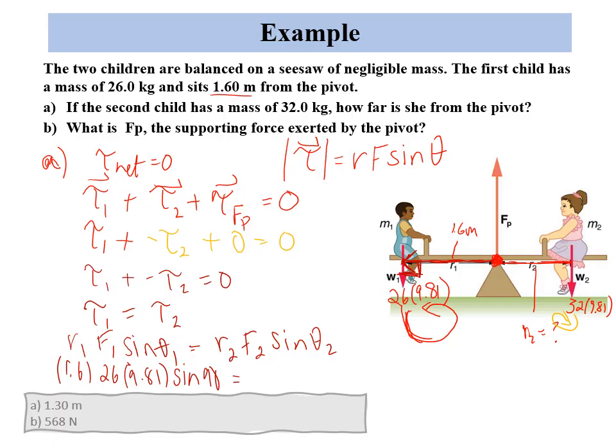Do the same thing on the object on the right. Well, we don't know what R2 is. We know F2, which is just the mass of the object, times 9.81. And then the angle here, as you can see, these two vectors are also perpendicular, so sine of 90 is 1. You can divide both sides by 1, and 9.81 cancels out. And then you can solve for R2, which would be just 1.6 times 26 divided by 32. Should come out to about 1.3 meters.